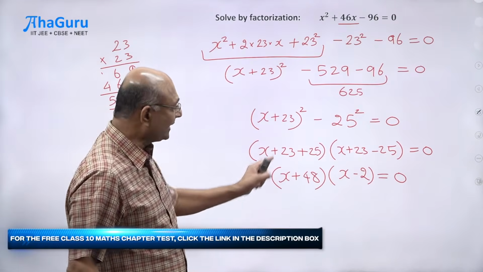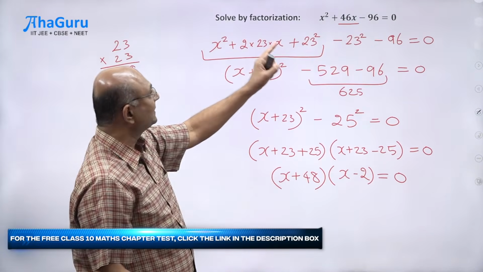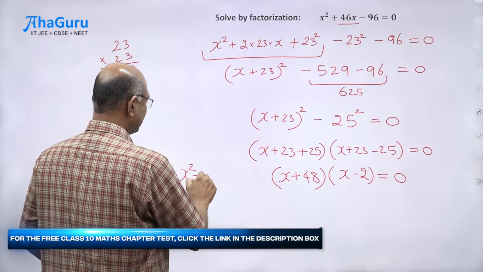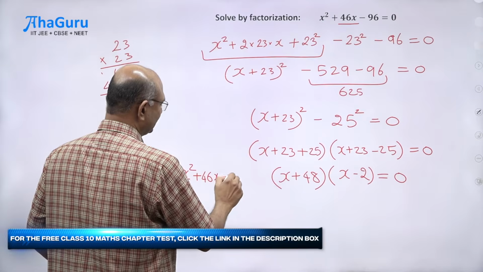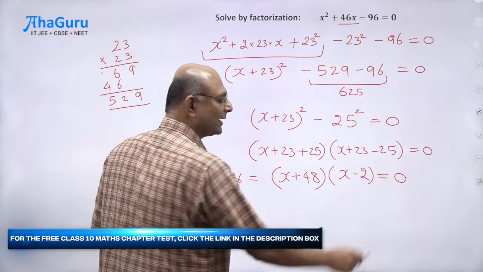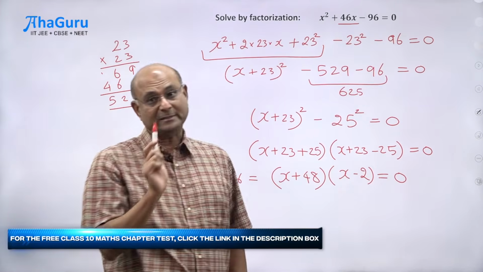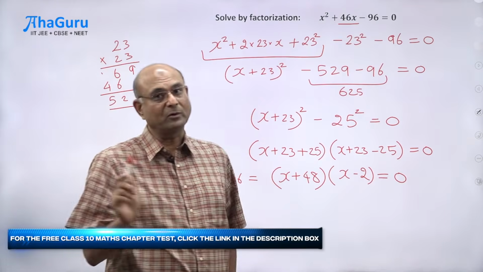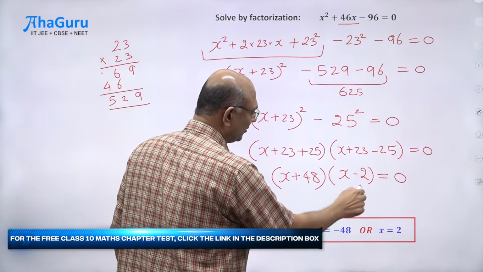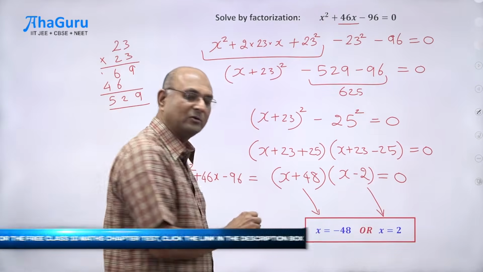So now this product equal to 0. So we have factorized the given quadratic polynomial. So x square plus 46x minus 96 is equal to x plus 48 into x minus 2. That is equal to 0. Now, if this is equal to 0, this must be 0 or that must be 0. So x must be equal to minus 48 or x must be equal to 2. And so therefore the answer to this question is x is equal to minus 48 or x is equal to 2, right? So from there you will get x is equal to 2, and from this you will get x is equal to minus 48.